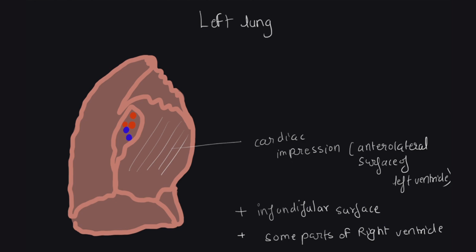Now, it's important to know this because it's quite different from the right lung, because in the right lung we had the cardiac impression as the right ventricle, just the right ventricle. But here we have the right ventricle plus the anterolateral surface of the left ventricle as the cardiac impression.